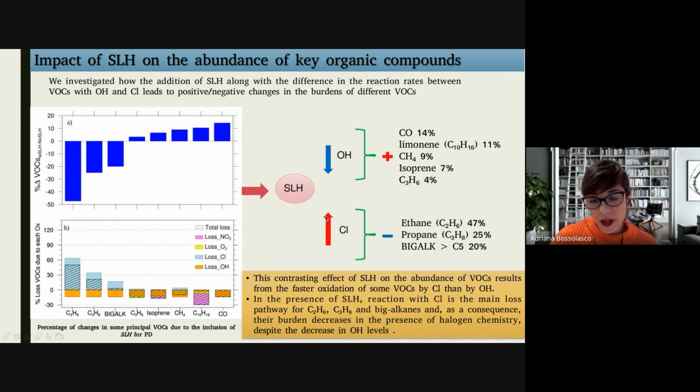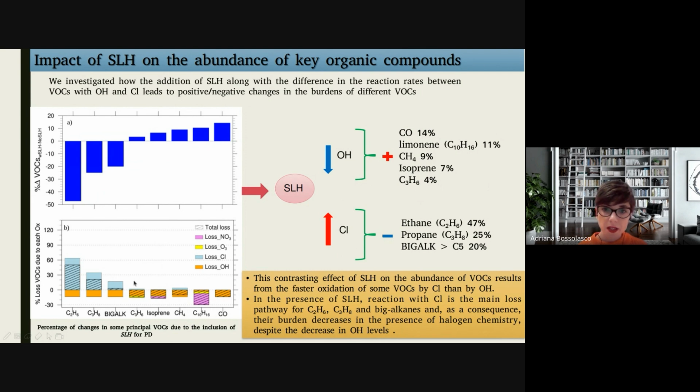So as we said before, SLH reduced the OH levels, and this reduction of OH levels leads to the increase of some important VOCs like CO, methane, isoprene, and propene. This is because if we see this plot for these VOCs, the dominant loss is due to OH. So due to OH reducing, these VOCs are increased.